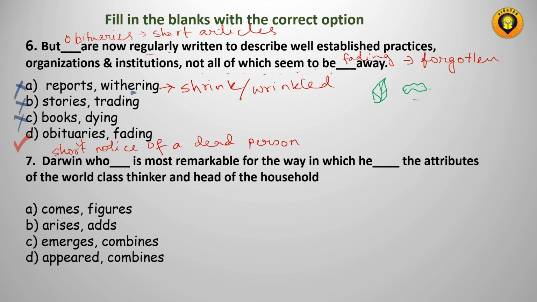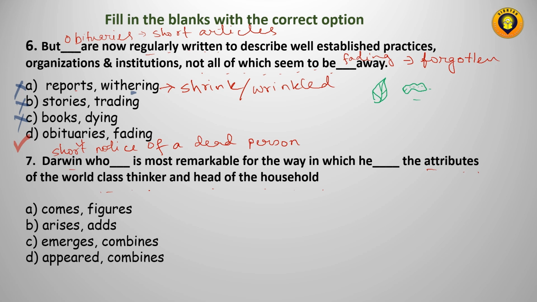Next, Darwin, who dash is most remarkable for the way in which he dashed the attributes of the world-class thinker and head of the household. Four options have been given: comes, figures; arises, adds; emerges, combines; appeared, combines. Now, if you look at the end of the sentence, the attributes of the world-class thinker and head of the institution, it is referring to Darwin himself.